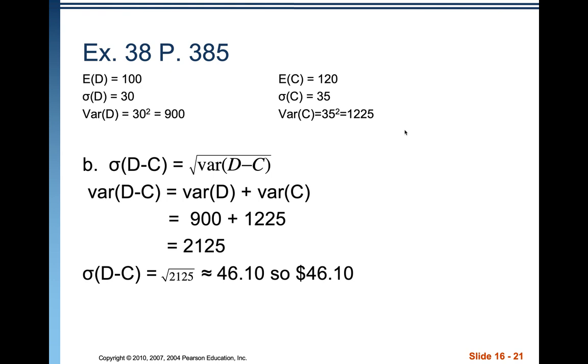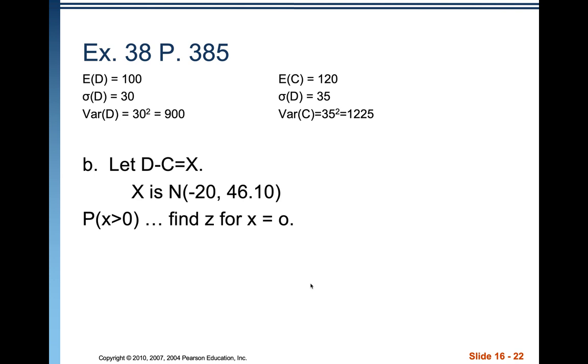To find the standard deviation of D minus C, that's going to equal the square root of the variance of D minus C. Variances always add. You're always going to end up with more variability whenever you combine 2 random variables. And so it's going to be the variance of D plus the variance of C. And so 900 plus 1,225 gives us 2,125. Now we can find the standard deviation by taking the square root of the variance. And so it comes out to be $46.10.